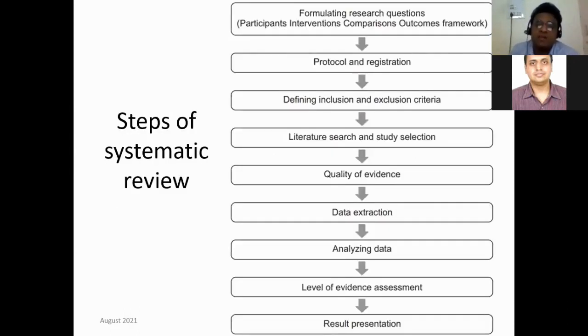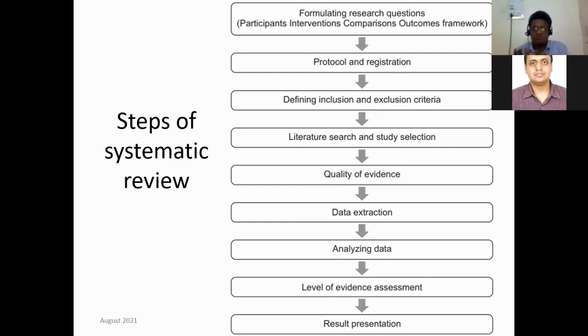So the steps that we generally use in systematic review are: you formulate a research question, you decide that I'm going to choose the study designs, choose those studies where this is the participant, they have done this intervention, this is the comparative group, this is the outcome that they have seen. So you make a protocol, you register your systematic review, define your inclusion and exclusion criteria. That means I will choose those studies which have these and these. I will exclude those studies which do not mention so and so.